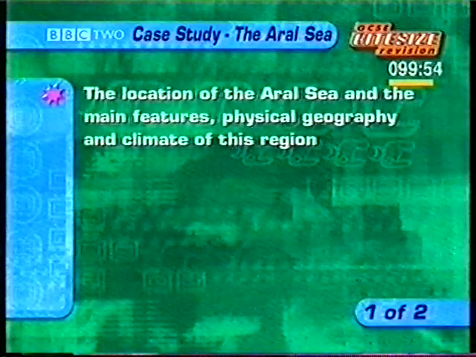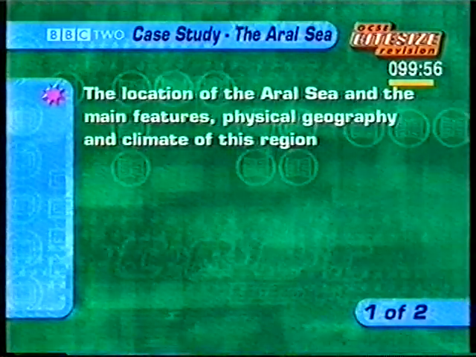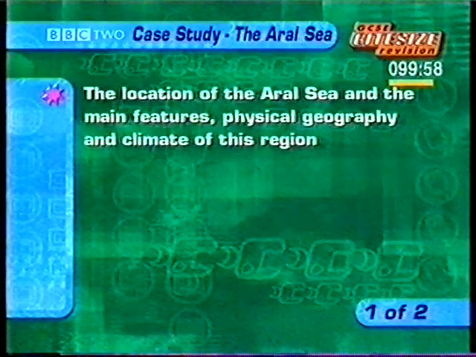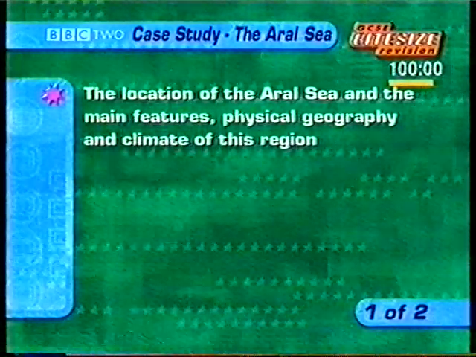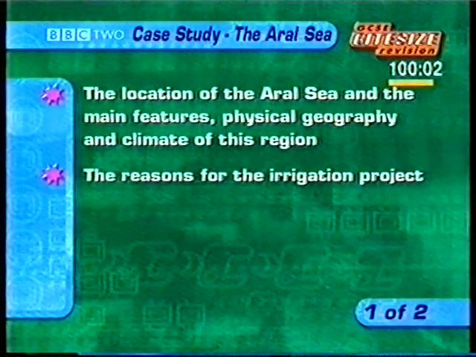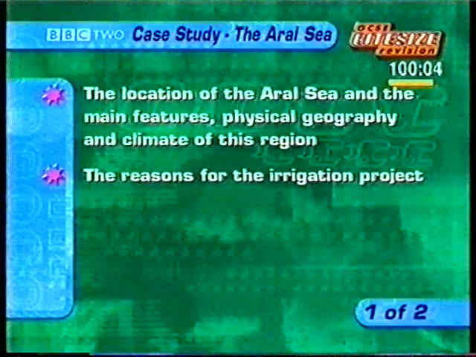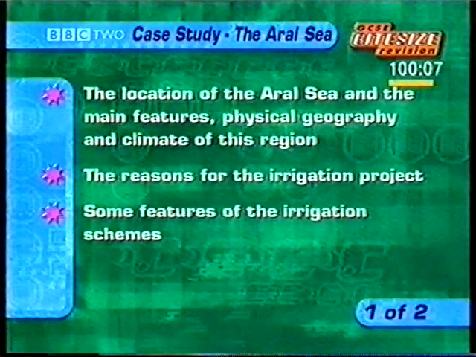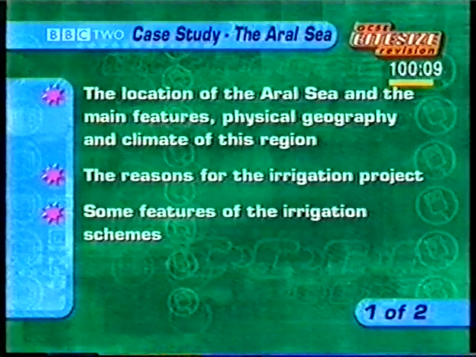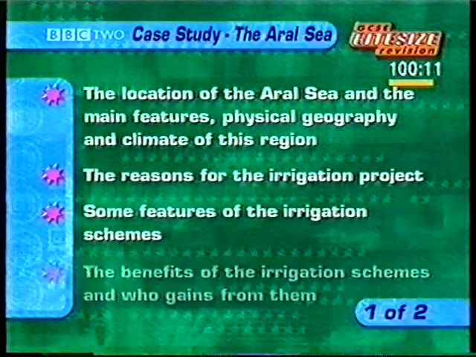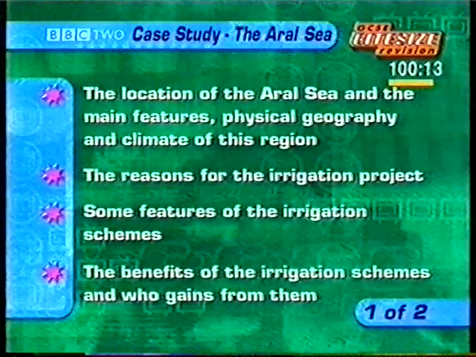Make notes on these important facts as you watch the clip coming up. The location of the Aral Sea and the main features, physical geography and climate of this region. The reasons for the irrigation project. Some features of the irrigation schemes. The benefits of the irrigation schemes and who gains from them.